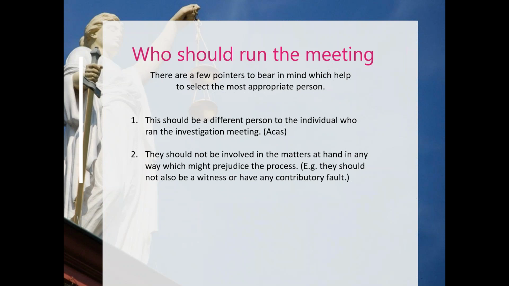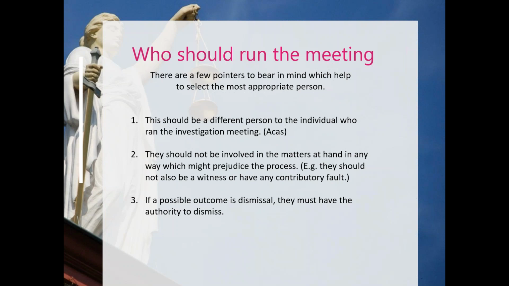They should also not be involved in the matters at hand in any way which might prejudice the process, okay? So they shouldn't be a witness. Your witness and the people who are running the process should all be different people. Equally, if there's a possibility that they could have some sort of contributory fault, have they not done something which meant that something else happened, which is why you're disciplining the employee, you don't want them involved in the process if that's the case. It sounds obvious, but sometimes it's missed and people kick themselves at the end.